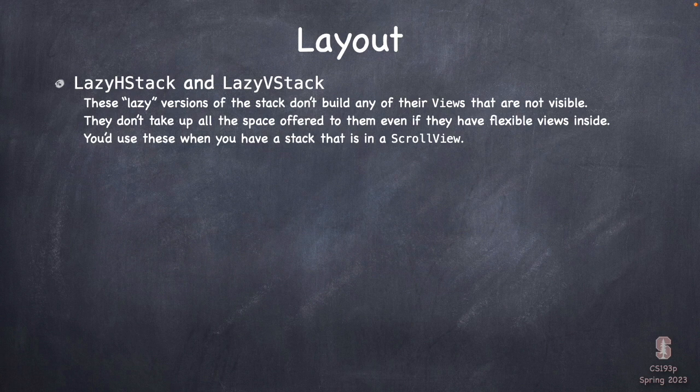One thing about the lazies is they don't take up all the space inside of them, even if there's flexible views inside of them. So that's different than an HStack and VStack, right? If they have a flexible view, they'll use that extra space. These ones don't. So you're almost always going to put these inside a scroll view because they're going to scrunch down to the size of the things inside of them. And you're generally not putting flexible things in there unless you have things that constrain the flexibility, like aspect ratio or something else that's going to make it be an actual size. So that's LazyHStack, LazyVStack, mostly, again, for scrolling lists of things.